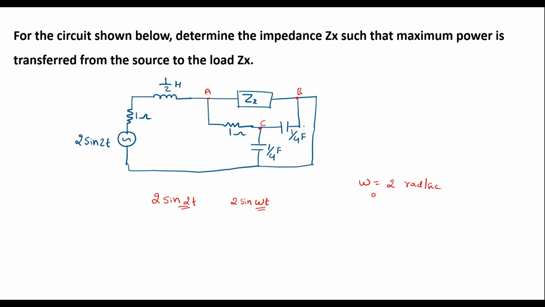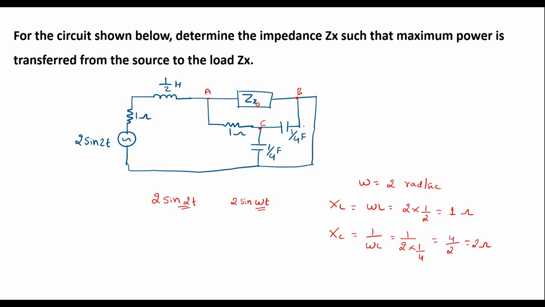So with the help of this omega, we'll calculate inductive reactance XL and capacitive reactance XC. So we know that XL is equal to omega L. So omega is 2 into L. L here is 1 by 2 Henry, which is equal to 1 ohm. Similarly XC, we know that is 1 upon omega C. So 1 upon omega value is 2 into capacitor value. Here the capacitor value is 1 by 4, which is equal to 4 by 2, which is equal to 2 ohm.